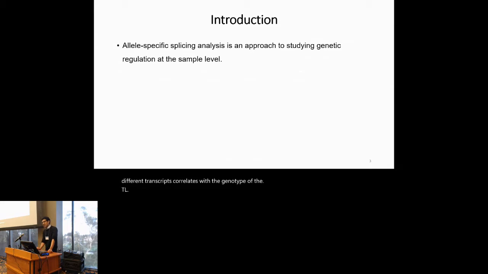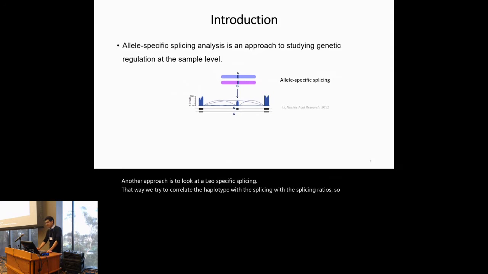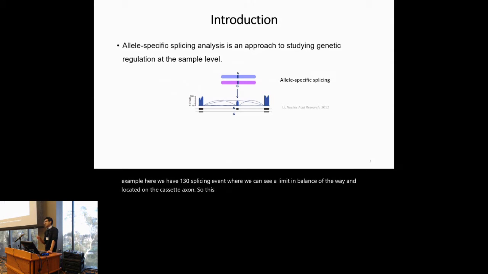Another approach is to look at allele-specific splicing. That way, we try to correlate the haplotype with the splicing ratios. So, for example, here we have one alternative splicing event where we can see allelic imbalance of the variant located on the cassette exon. This implies that one of the alleles is preferentially spliced in comparison with the other one. However, the study of allele-specific splicing so far has been limited to short-read data, and thus is limited to associations between variants that are located very close to the splice site.